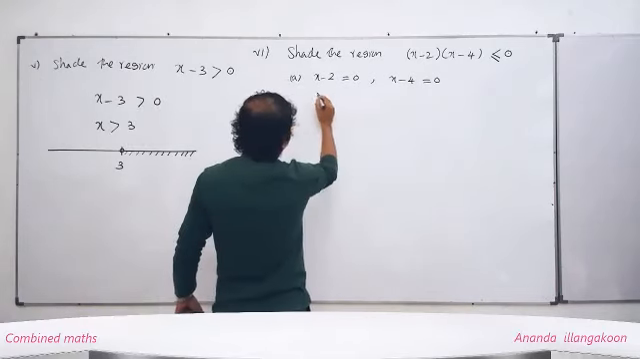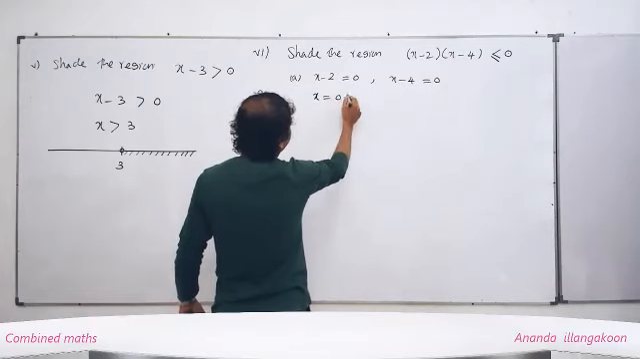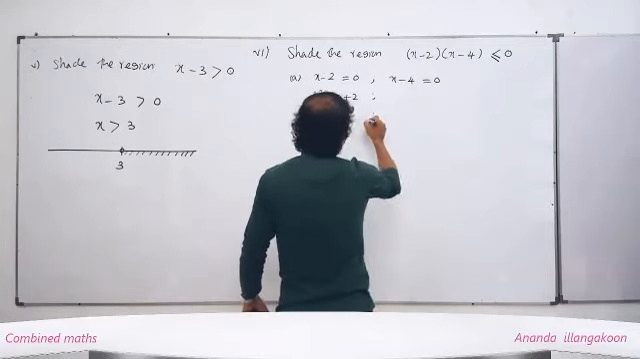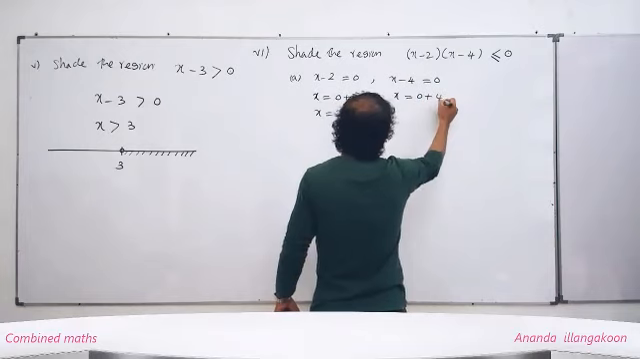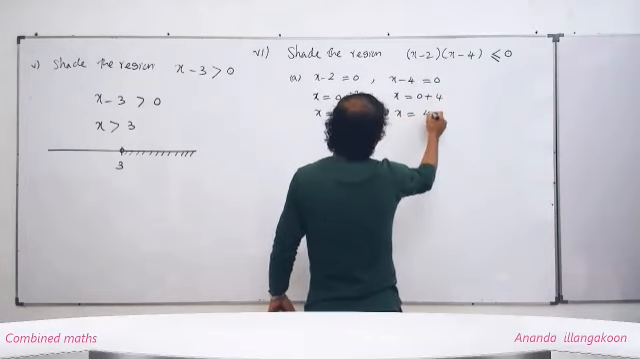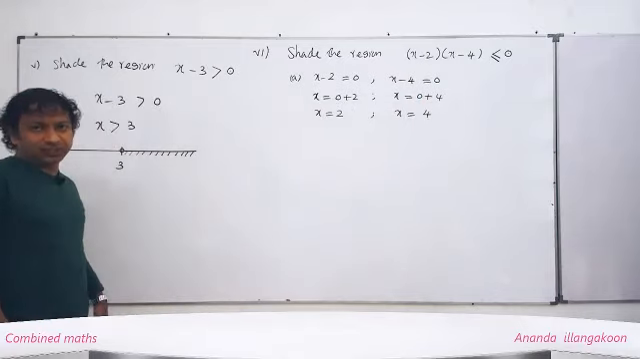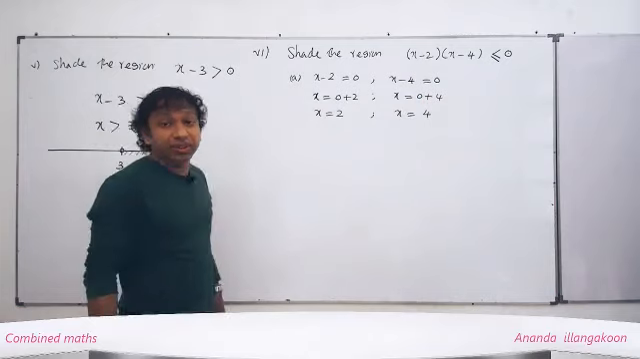Bring this minus 2 to the right-hand side. x is 2. 0 plus 2 is 2, no? Here also the same. This way, people, you got 2 x values. Understood? These 2 x values we mark on the number line.